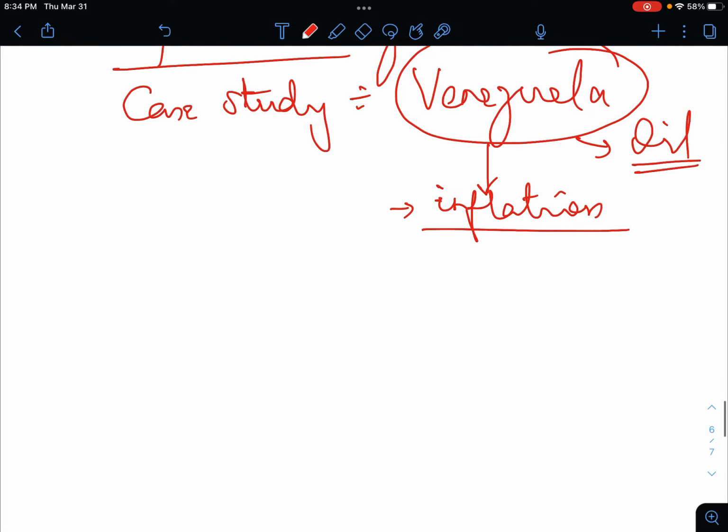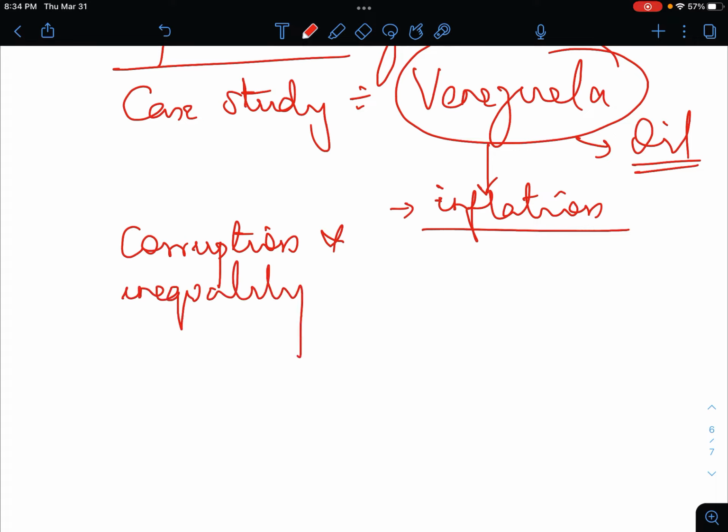And the next thing is the common points, the corruption, inequality, which is all a common point, just to add up your points. Okay, so this is your last point.